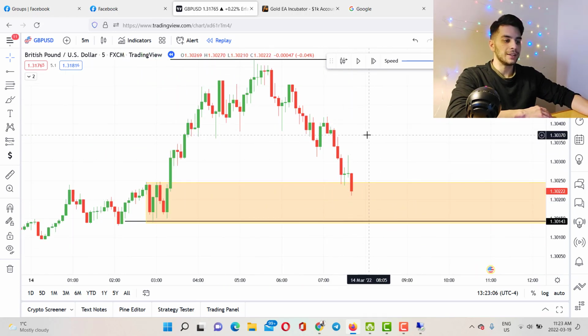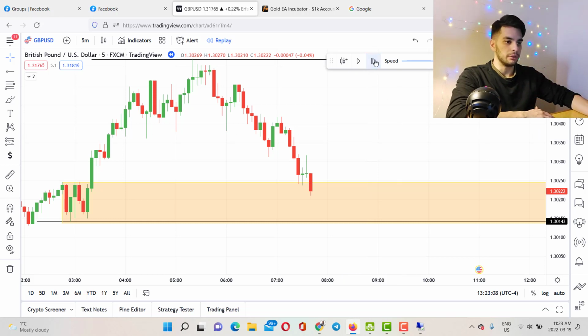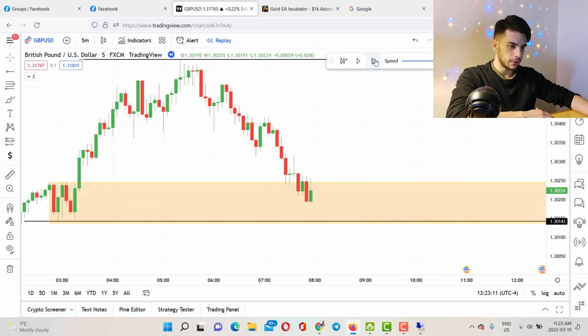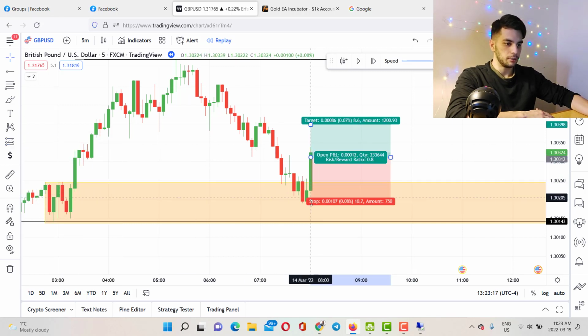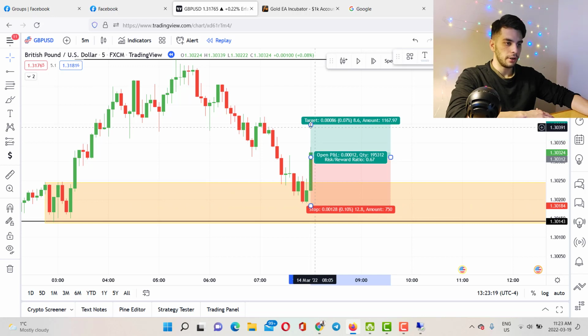Now we have a valid high probability order block around this area. So we got to see how it's gonna give us a momentum. See, look at this, guys. So I'm going to take my position. Let's say I took it here. I'm going to put my stop loss here. I'm going to put my TP right here.